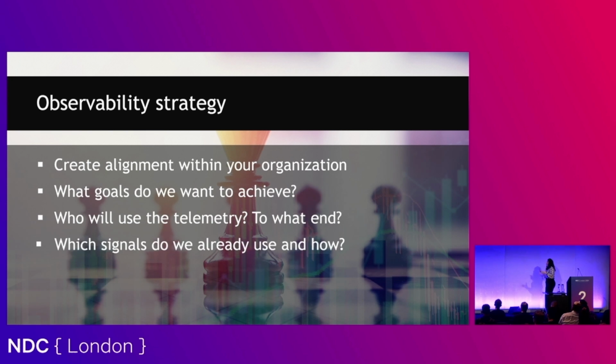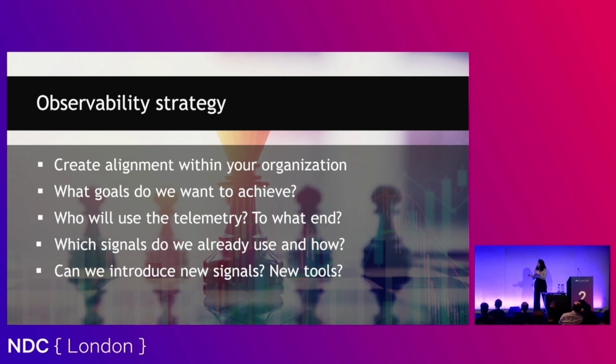Also ask yourself, which signals do we already use today? Now, odds are that you're logging, as I saw all the hands go up. And how is that information currently being used? Maybe you're already using metrics. And the next question then is, can we introduce new signals? Maybe you're not doing distributed tracing yet. Who's doing that, just out of curiosity? Okay, a couple of hands. But maybe you're like, this is really cool and I want to start to use it. But you need to create that alignment across your organization, because even if you have the decision power to say, within our team, we're doing distributed tracing, you still have a very narrow view of what's happening in your system. You really want to create that alignment across all of the teams.